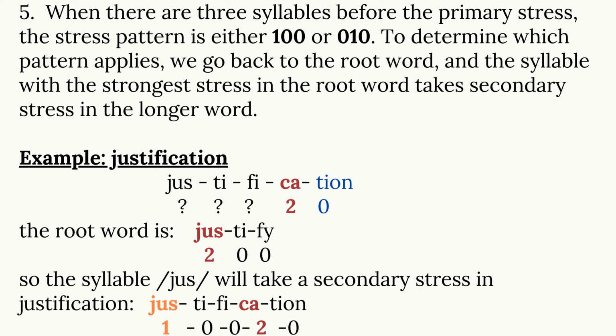To illustrate, let's take the word justification as an example. First, let's break it down. The word justification has 5 syllables. The stress pattern is 1, 0, 0, 2, 0. But why? The root word is justify, with the stress pattern 2 0 0. In the longer word justification, the primary stress is on CA, syllable 4. The syllable jus, which had the primary stress in the root word, now takes the secondary stress in the longer form. So, the stress in justification becomes 1, 0, 0, 2, 0.